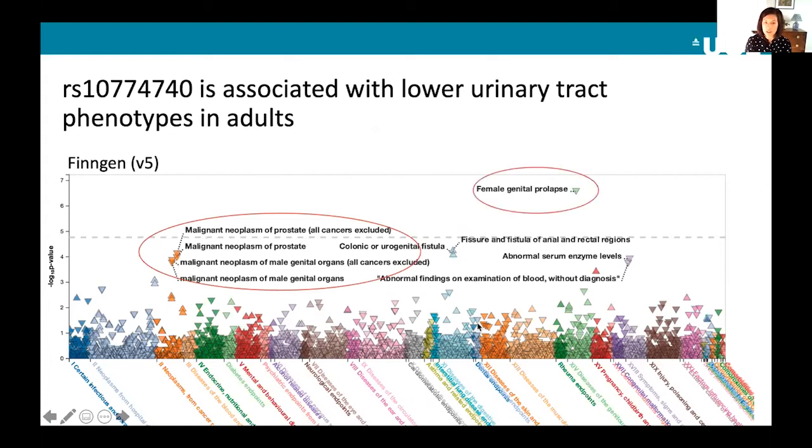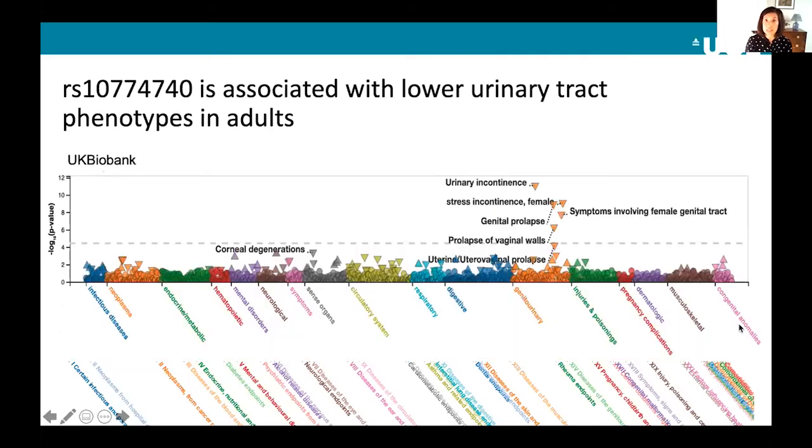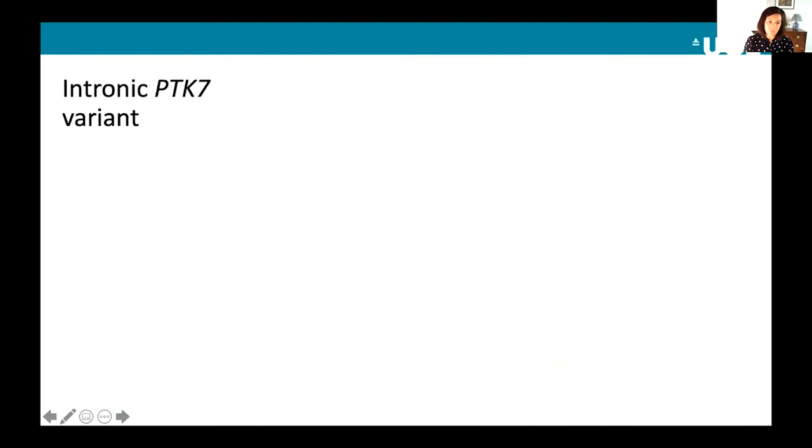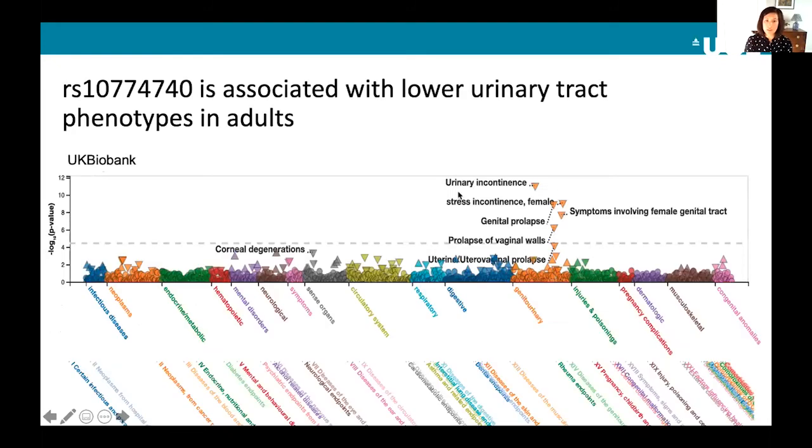And there is a significant association with female genital prolapse, which was replicated in the UK Biobank, where you can see that this variant is associated with both urinary incontinence and genital prolapse. So this provides additional support for an association of this variant with lower urinary tract phenotypes.